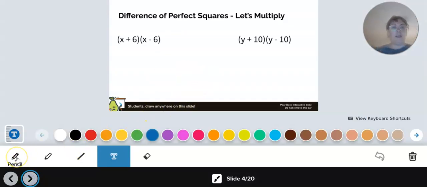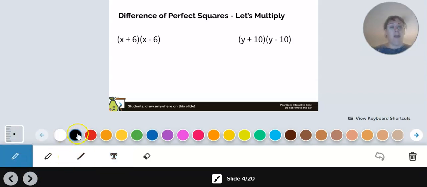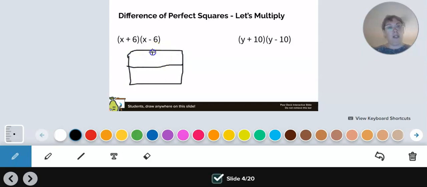So we're going to do some discovery. So let's multiply and see what happens. Remember, we have two methods for multiplying. We have our box method. So you can make a box if you want to use that method. And we're multiplying x plus 6 with x minus 6.